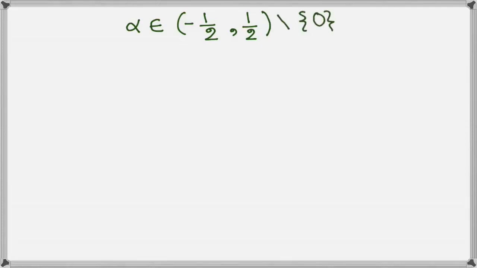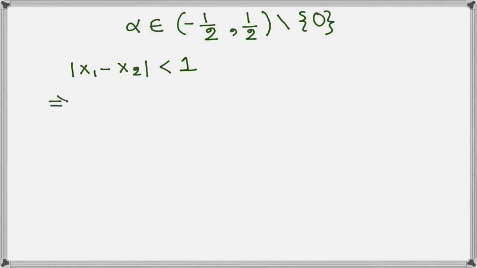Now as alpha is non-zero, we are given in the question, we can conclude that alpha has to be in the open interval minus half to half excluding the number 0. Now we use the second condition which is given to us, that the distance between the solutions x1 and x2 is strictly less than 1.